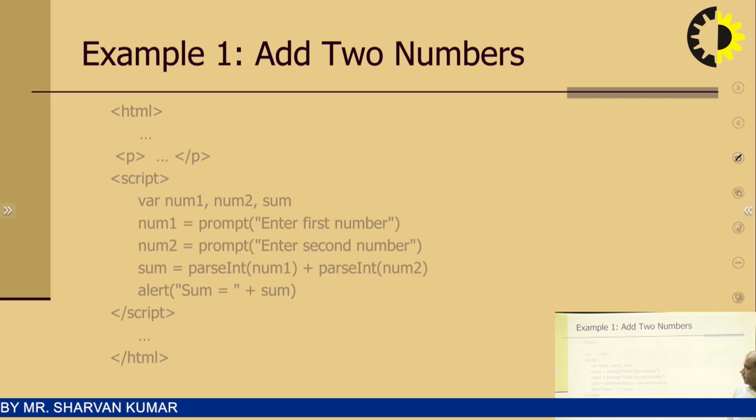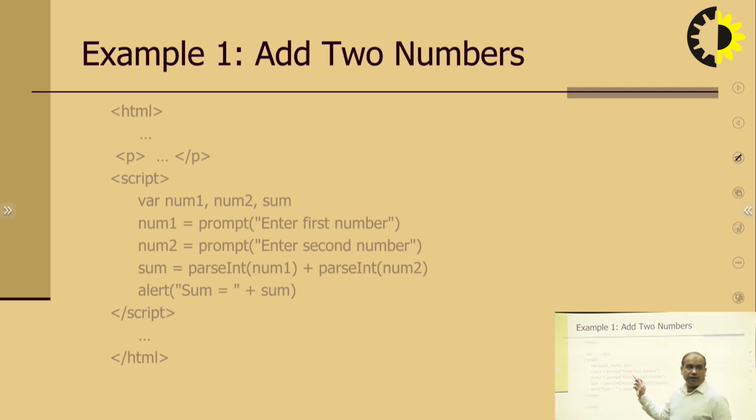First we have taken this example. Here we see we have used a script where num1, num2 and sum variables are defined. For num1 we use prompt, enter first number; for num2, prompt, enter second number. Then for sum we have to use parseInt, because it automatically takes a decimal value. To avoid that, we parse into an int value, so that value will be an int. So num1 and num2, and we use another alert box to display the result. We will use that sum to display the result.